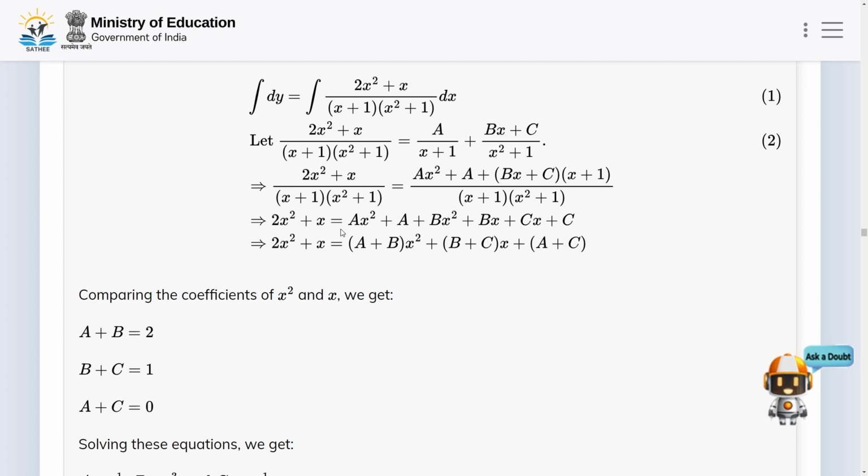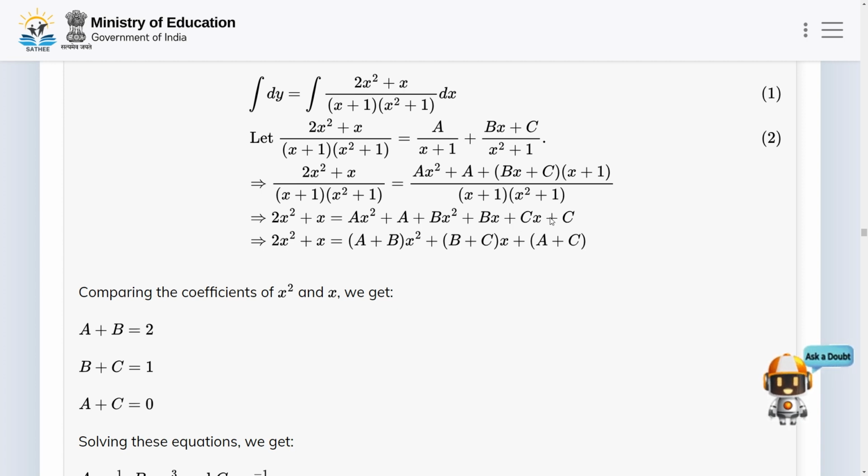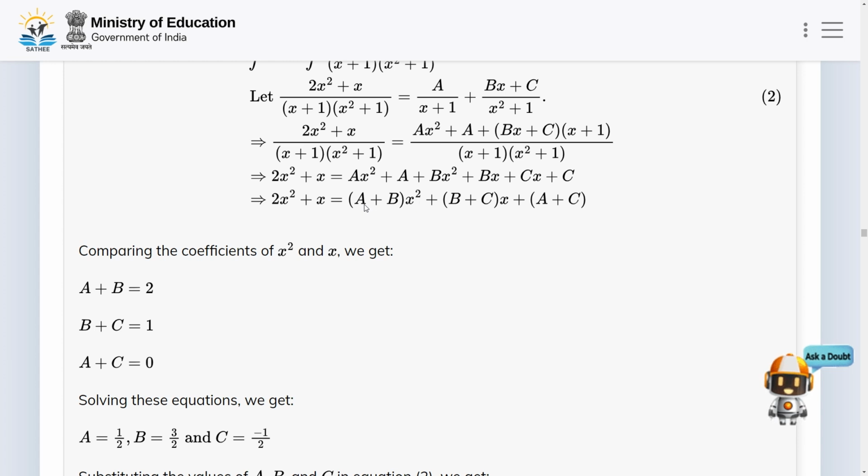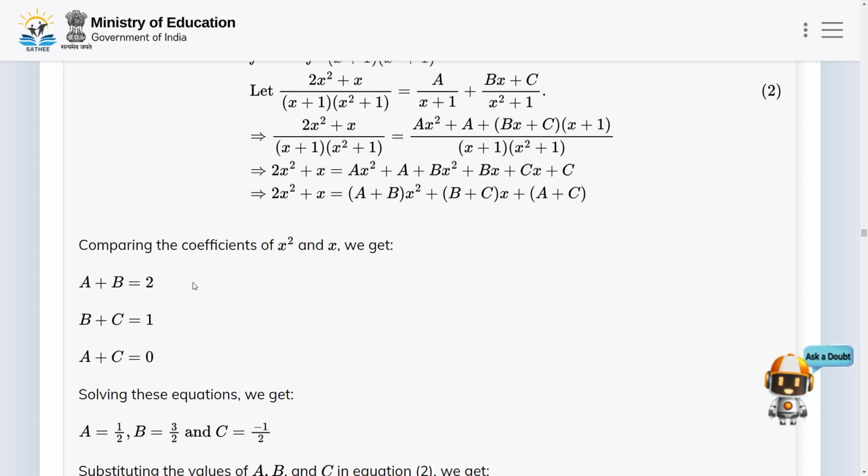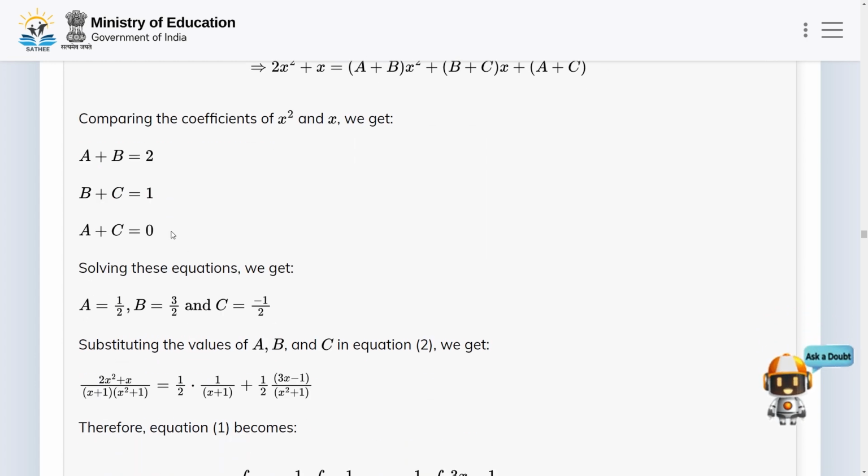Now rearrange some terms. After cross multiplication, you will get 2x square plus x is equal to a x square plus a plus b x square plus b plus c x plus c. Now comparing coefficients of x square, a plus b is equal to 2. b plus c will be 1. a plus c will be 0. This means a will be minus c. Now you can easily solve.